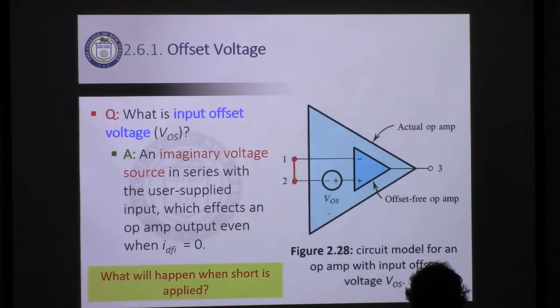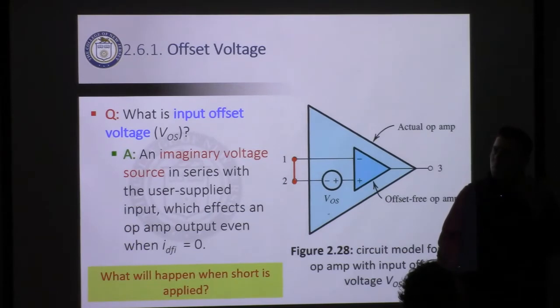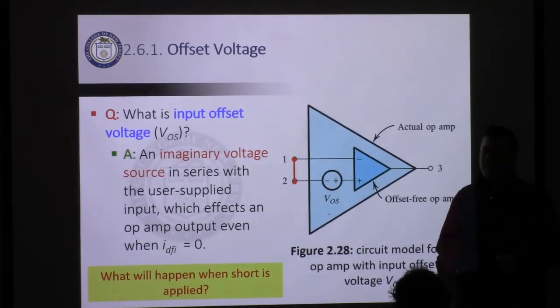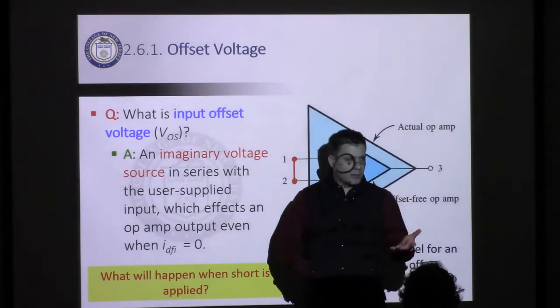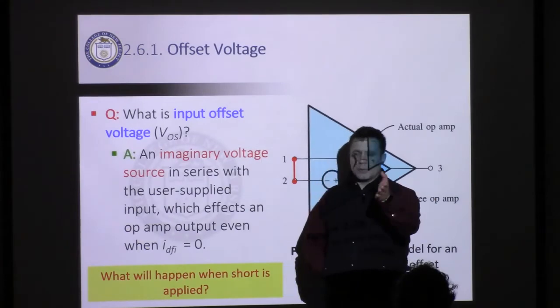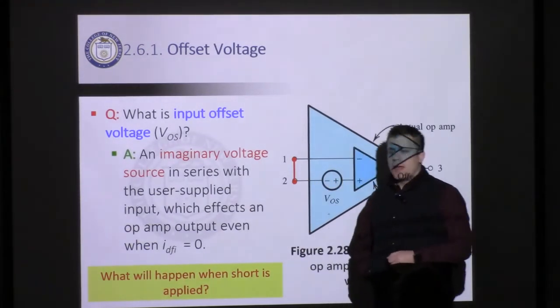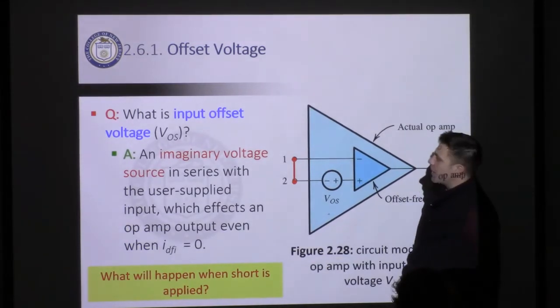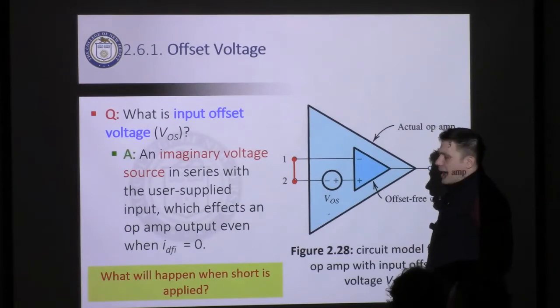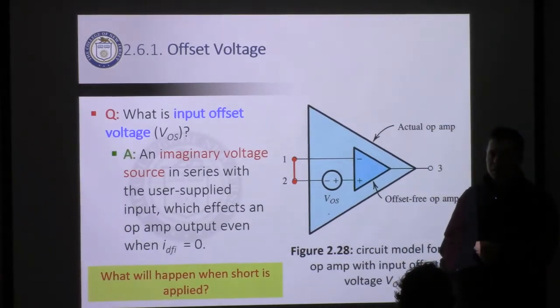The easiest way of describing offset voltage is this: when you have an amplifier and you short the input terminals together, what do you expect the output to be? 0, right? Output is equal to some gain times the input. If the input is 0, the output should be 0. However, for a practical amplifier, that is often not the case.